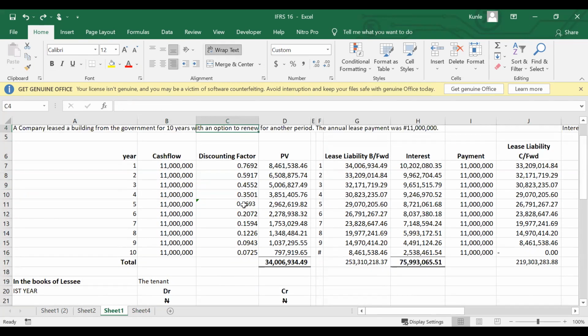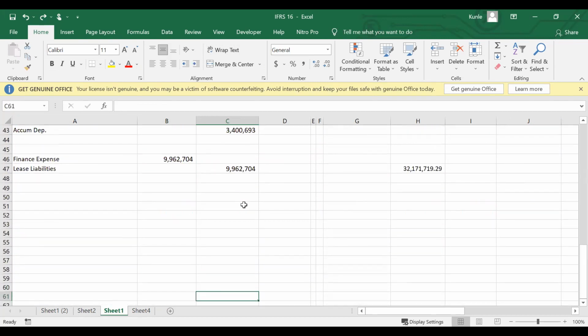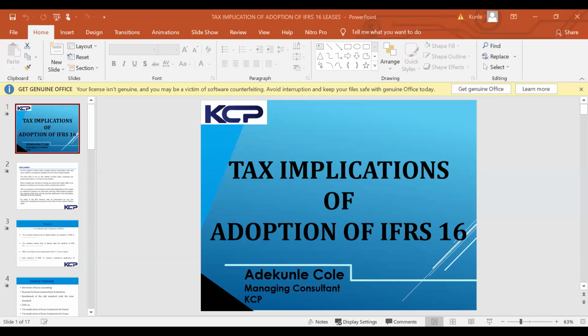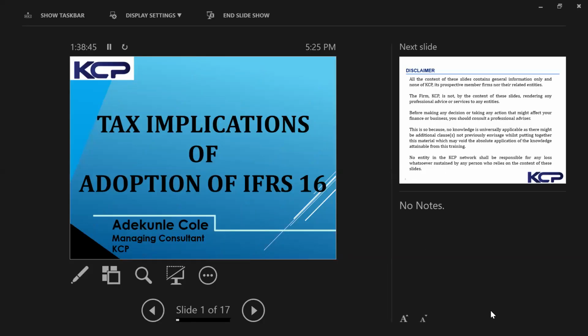So let's round it up. But also note that as you have known, our approach is that since you have the first practical class, whenever you have any challenging issue of this, you can always reach out to me anytime, right? You can always reach out to me anytime. So the last aspect before we round it all up is the tax implication, right? So tax is an implication of adopting IFRS 16.